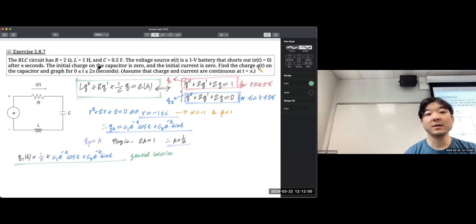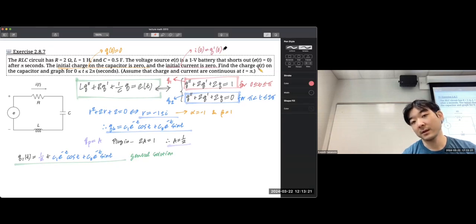But you can apply these initial conditions, right? So the initial conditions are saying that you have initial charge on the capacitor is 0. That's like saying your Q of 0 is equal to 0. Your initial current is equal to 0 as well. So that's giving you the condition that I of 0, which is the same as Q prime of 0, because remember, current is the flow of charge, which is the rate of change of charge. So that's equal to 0.